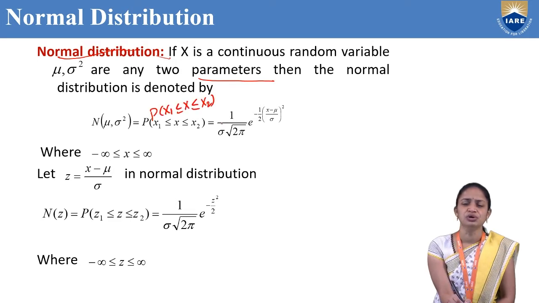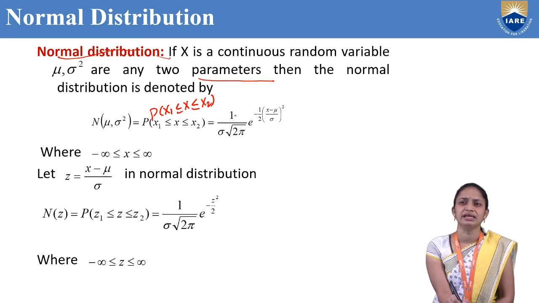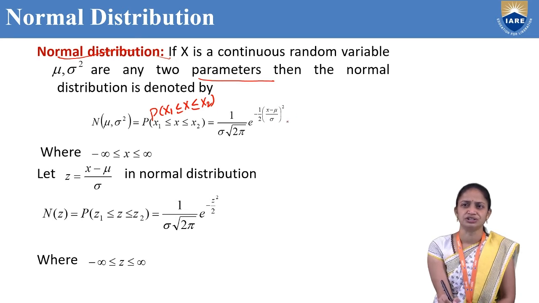That is equal to, the formula is 1 by sigma root 2 pi e power minus 1 by 2 times (x minus mu by sigma) whole square. So this is our normal distribution formula. This is equal to f of x. So f of x equal to 1 by sigma root 2 pi e power minus 1 by 2 times (x minus mu by sigma) whole square.